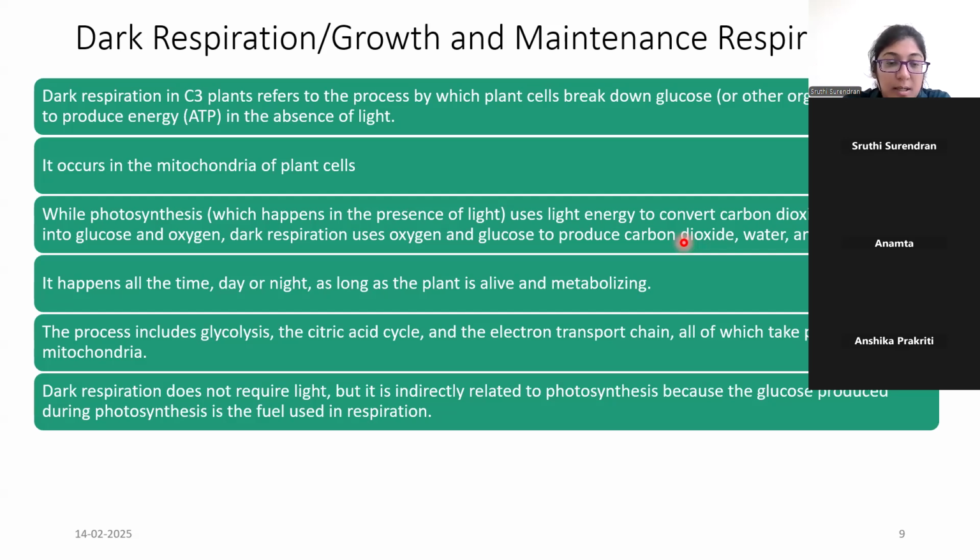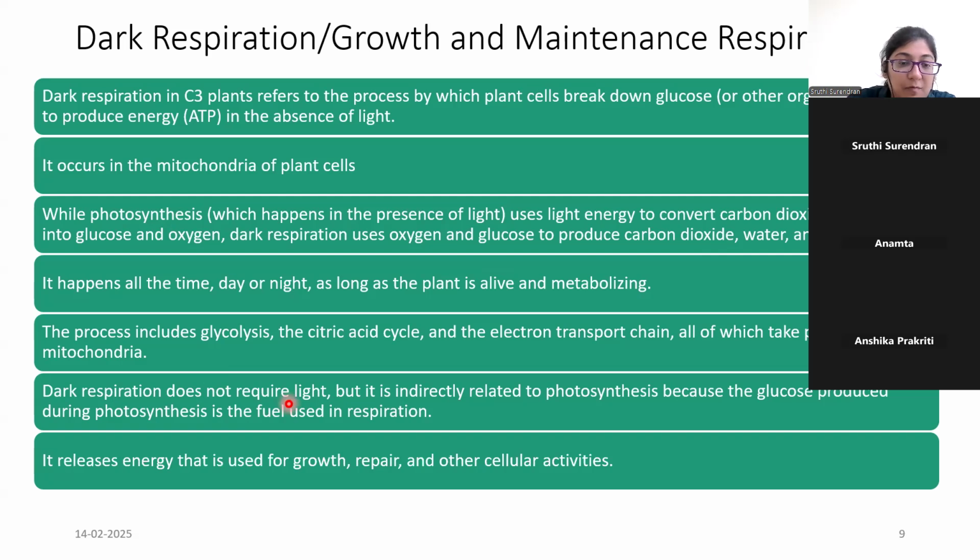Now, although this is not occurring as a result of light, it is indirectly related to photosynthesis because it is as a result of photosynthesis that we are getting glucose and oxygen. And that is what is being used during dark respiration to produce its byproduct. And the major advantage or major use of this dark respiration is how it is releasing energy for the growth, repair, and other cellular activities in a plant.